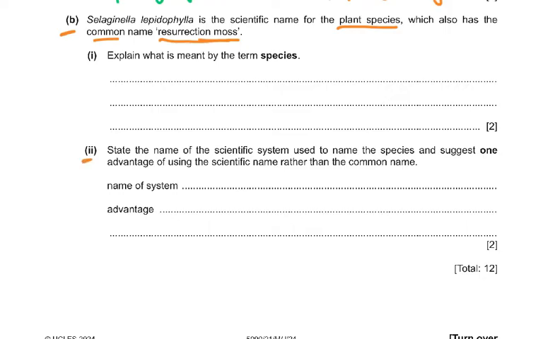Then part two: state the name of the scientific system used to name the species and suggest one advantage of using the scientific name rather than the common name. The name is called binomial nomenclature. An advantage is what? Same name in all parts of the world. It's an international name. Common name can differ in different parts of the world. Genus name helps identify the closely related species.